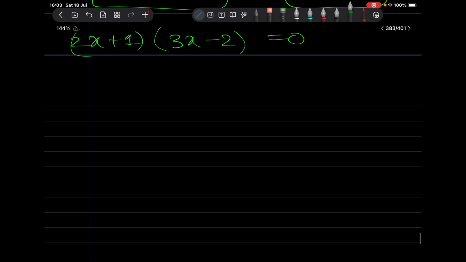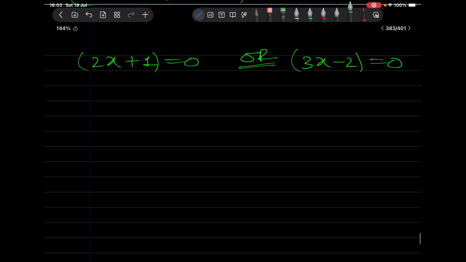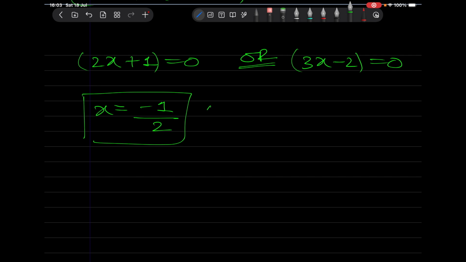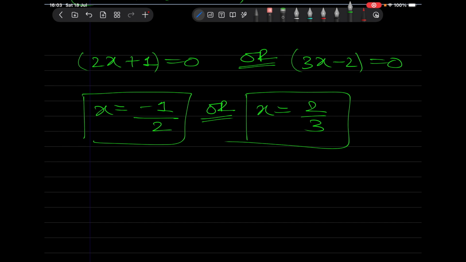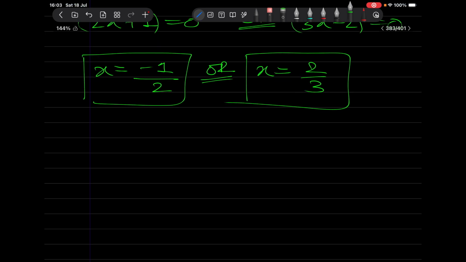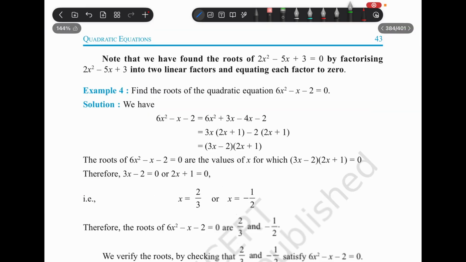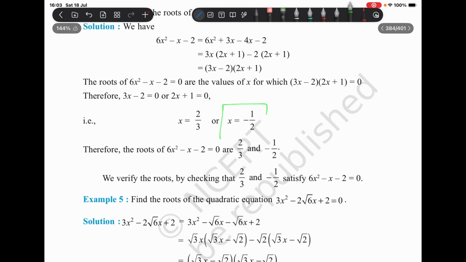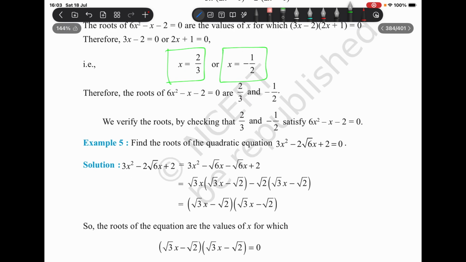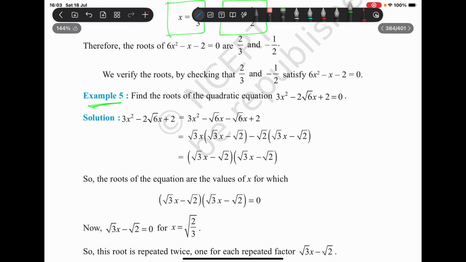If the product of two numbers is 0, any one number is equal to 0. That is x equals to minus 1 divided by 2, or x equals to 2 divided by 3. These are the roots of the quadratic equation. Minus 1 by 2, 2 by 3. x equals to minus 1 by 2, or x equals to 2 by 3. In the next lecture, we'll solve example 5. Thank you.